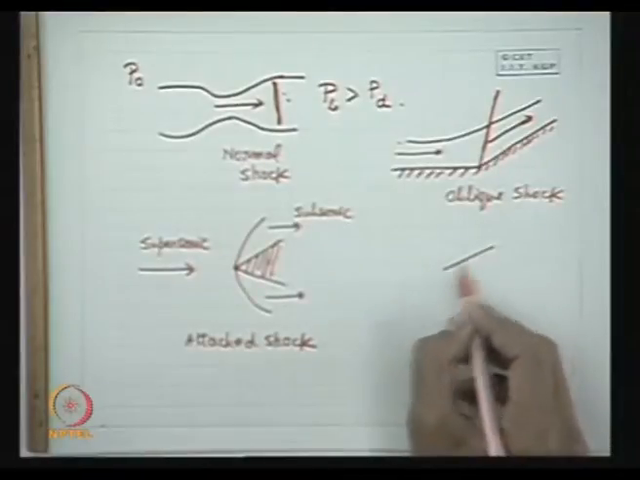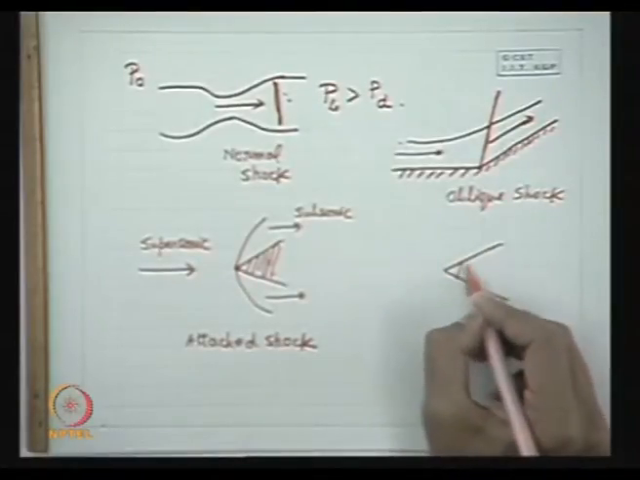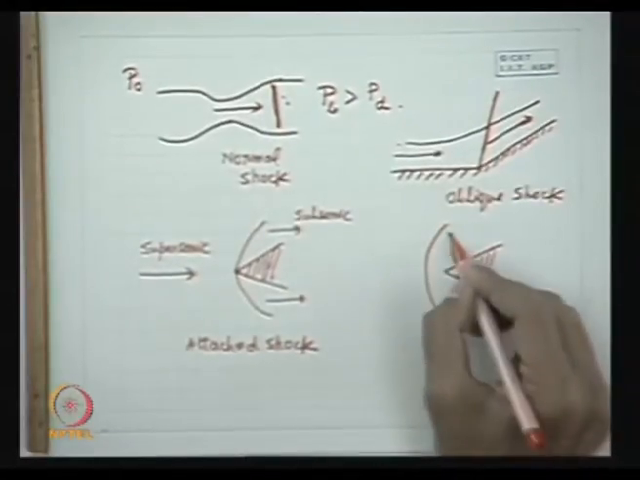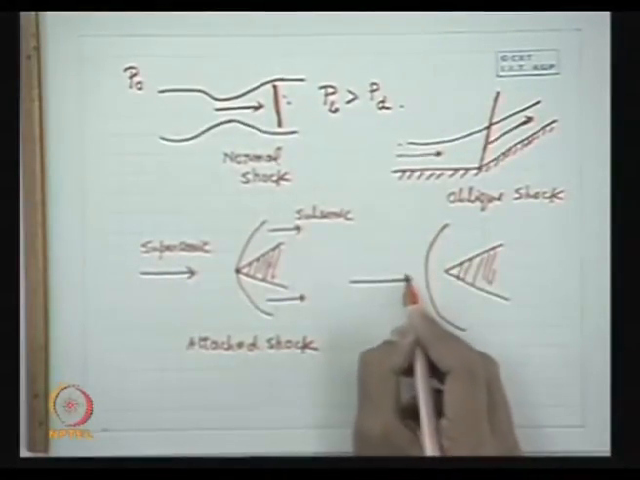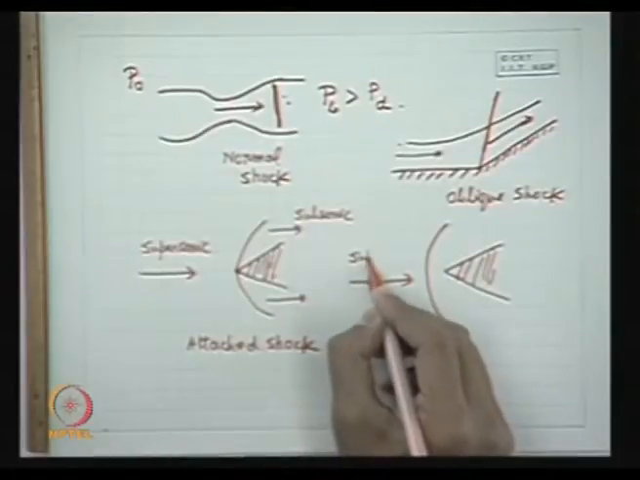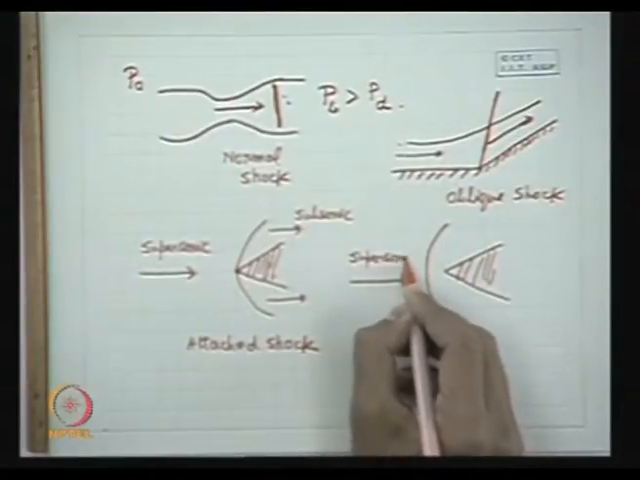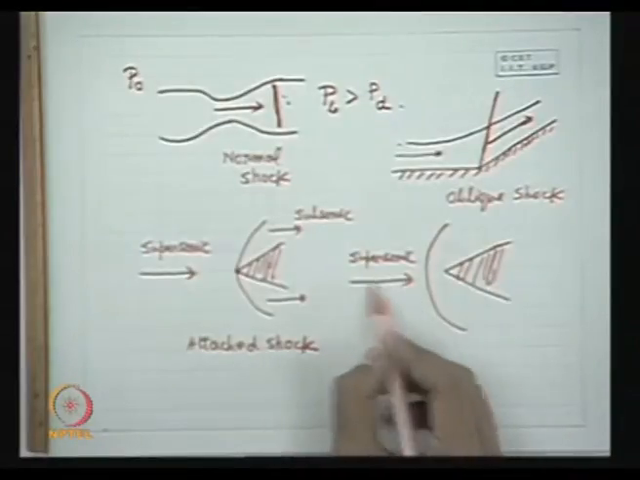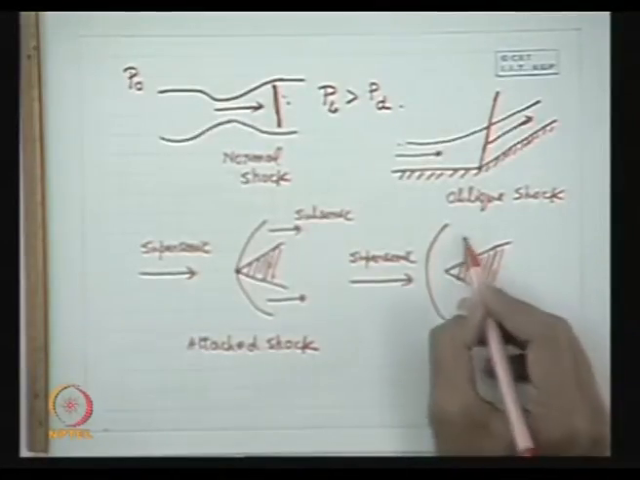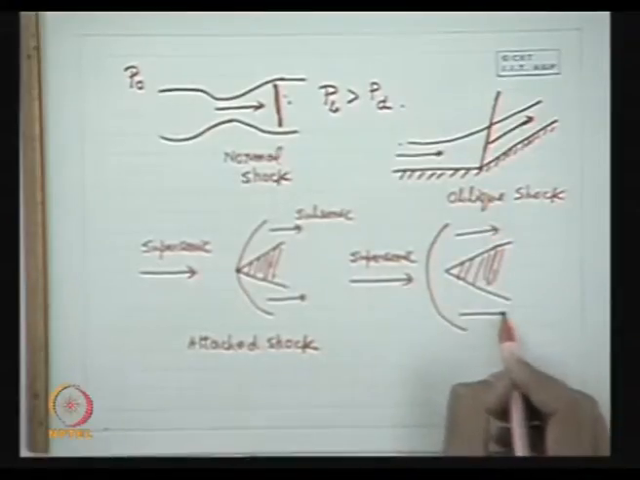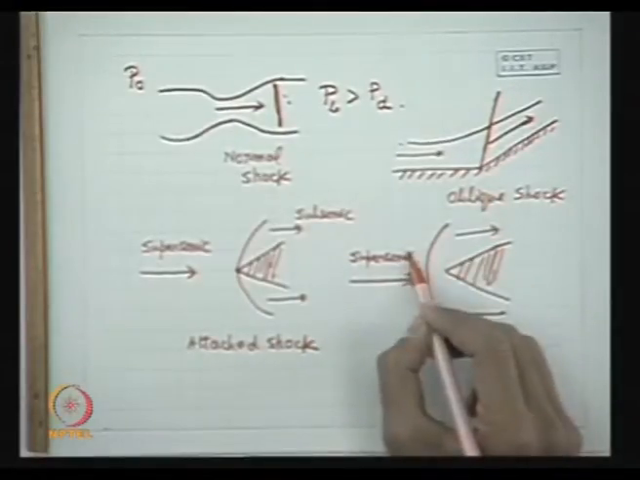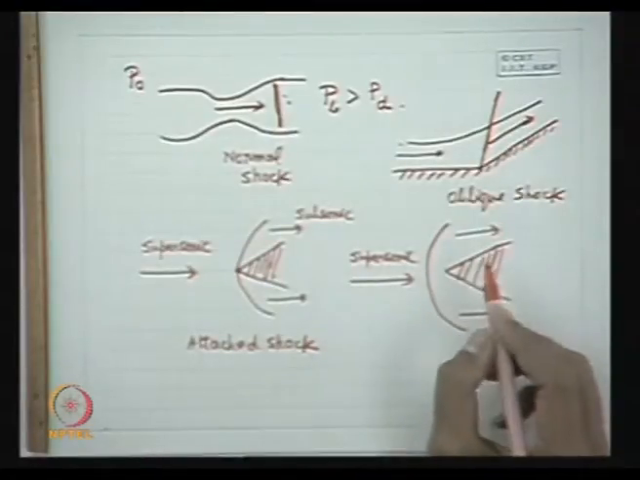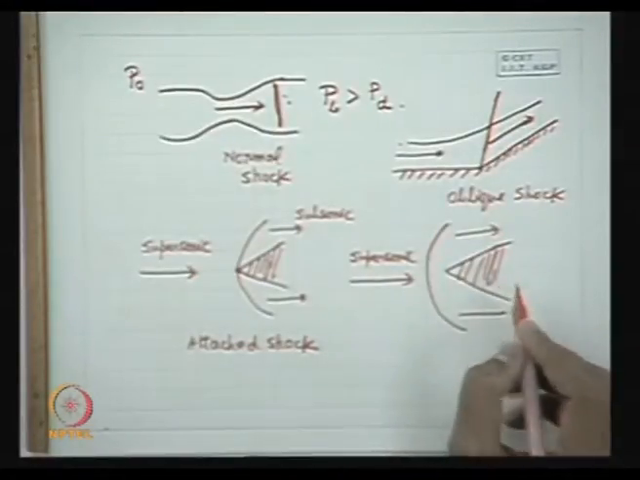Sometimes depending upon the situations, the shock front may not be attached. This is known as detached shock. This is the shock front where this is the flow, supersonic. This is a wedge shaped structure. The flow is supersonic. If the supersonic flow faces this type of obstacle, then a shock occurs. That means in the flow field there occurs a sudden discontinuity, sudden jump from supersonic to subsonic flow with an increase in pressure and decrease in velocity.